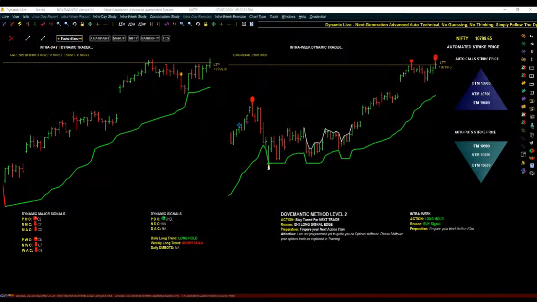But in this case, when it said buy put option now in Bank Nifty, we checked intraday 3 long, it was green, it was not supporting.